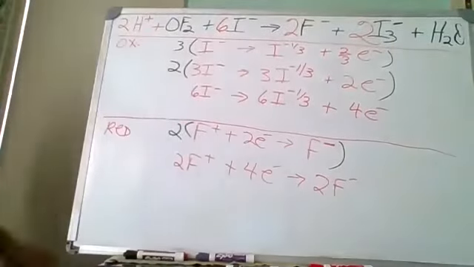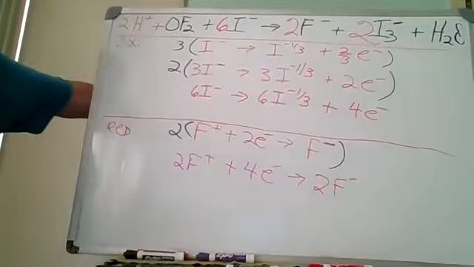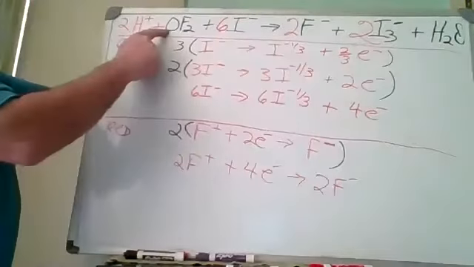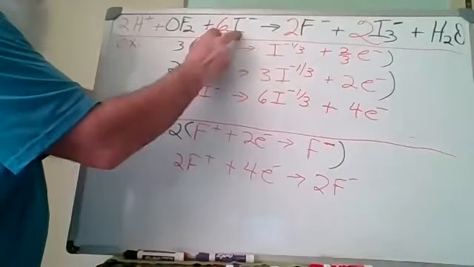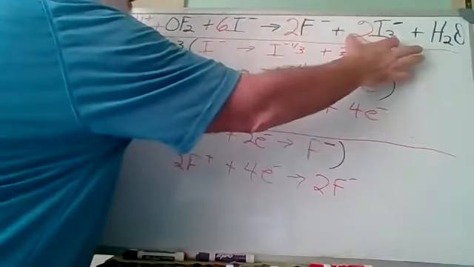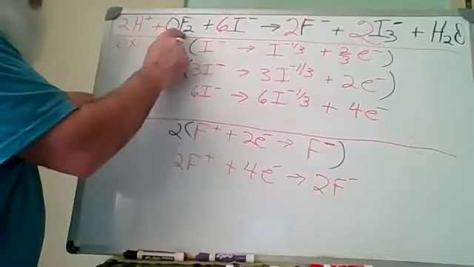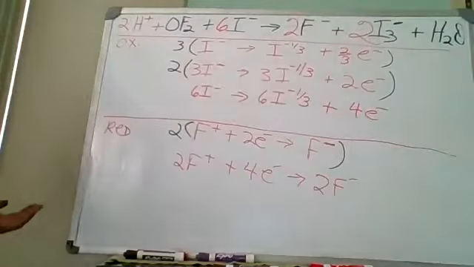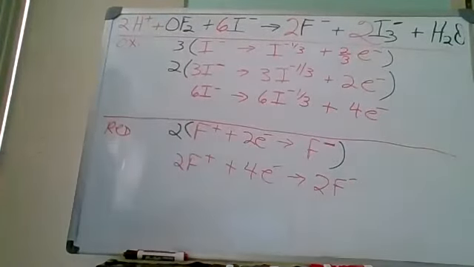Okay, now let's go back and check everything. 2 hydrogens, 2 hydrogens. 1 oxygen, 1 oxygen. 6 iodines, they're being oxidized. Here's the 6 iodines that were oxidized. Here's 2 fluorines that were reduced. We're good there. Let's check the charges one last time, and then we're done.